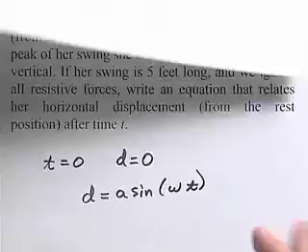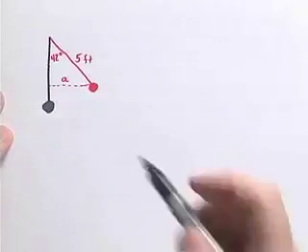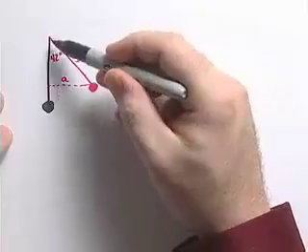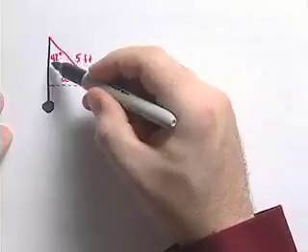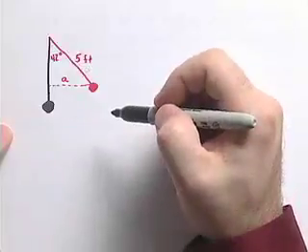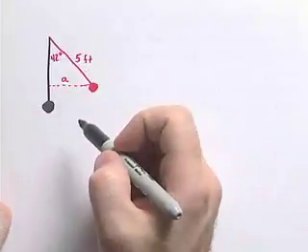We're going to go ahead and look at a diagram. Consider this is our rest position for the swing, and here's at her highest point. That makes an angle of 42 degrees with the vertical, and the swing is 5 feet long. And this represents our value for A.